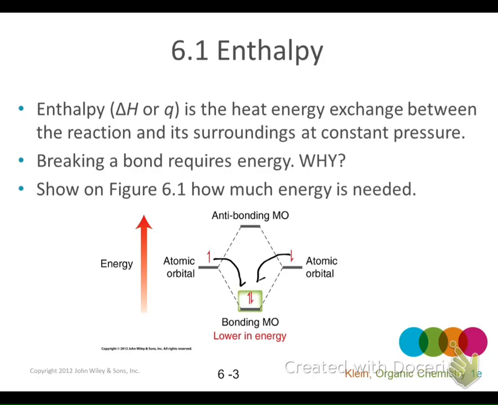When the bond breaks, all it's really doing is pushing the electrons back into the atomic orbitals and splitting the bond homolytically that way. Okay? So breaking bonds always requires energy because making bonds always releases energy. So that's a big takeaway from that. Breaking bonds requires energy, and then making bonds releases energy.